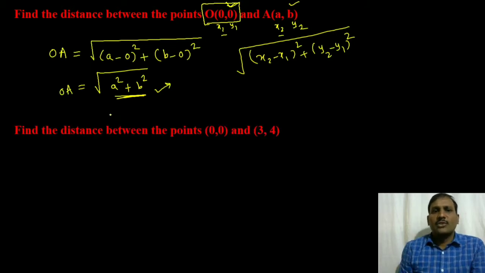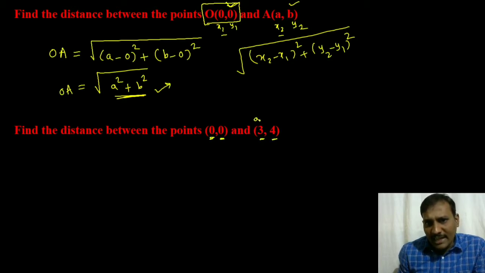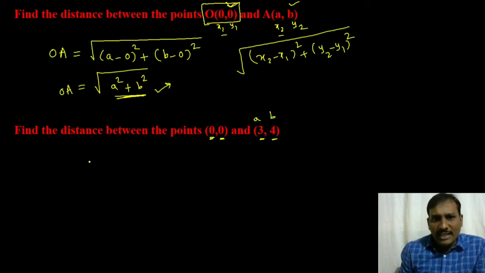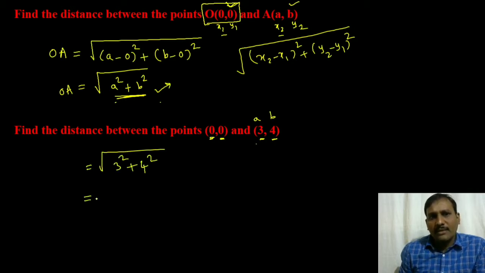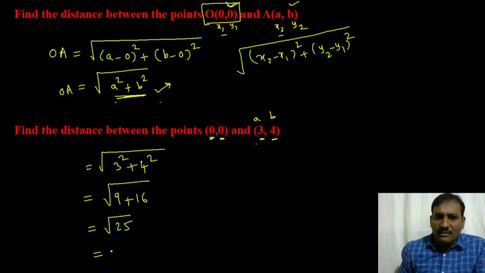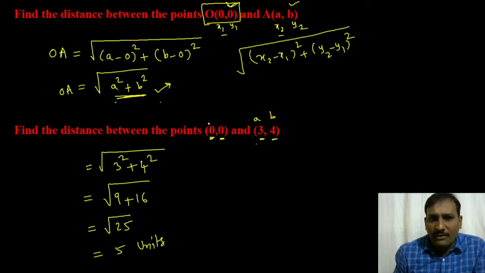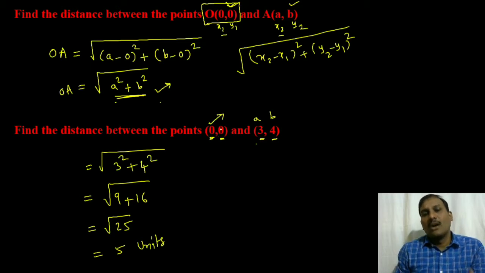Now let us do one problem on this. 0 comma 0 and 3 comma 4. Here A is 3, B is 4. So what is the distance? The distance is root A square plus B square directly. 3 square plus 4 square. So 3 square is 9, plus 4 square is 16. 9 plus 16 is root 25, that is 5 units. So it is a shortcut formula when you have one of the points as origin.